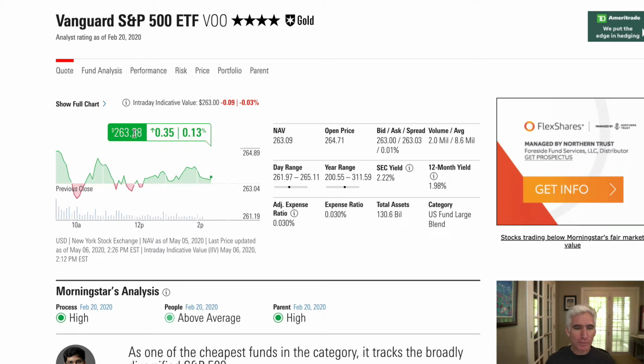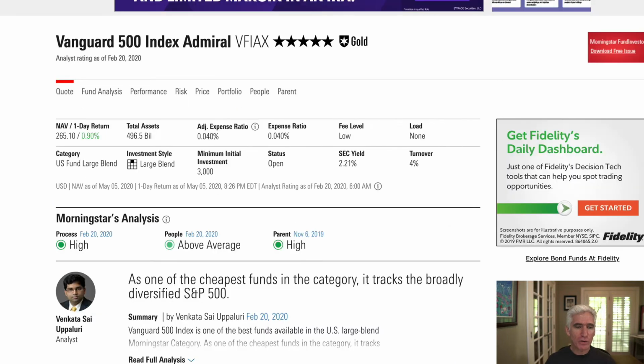And its current price is 263.38, up just slightly from the last close. Open price 264.71. Here's the key takeaway. When we come back to the mutual fund, there's no chart. There's no daily movement in the fund price.